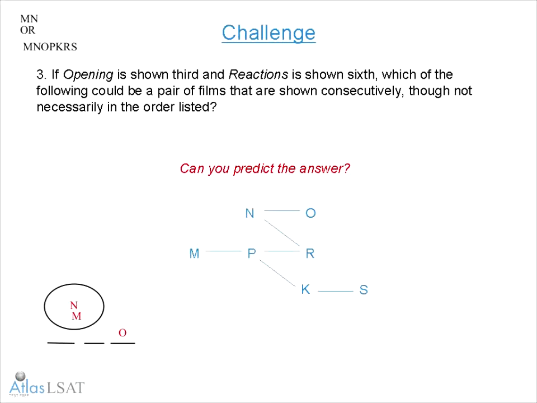Let's move on, and let's think about what has to come after the R. So let's think about just this portion of the diagram here. What do you guys think? What has to come after the R? Do we know?